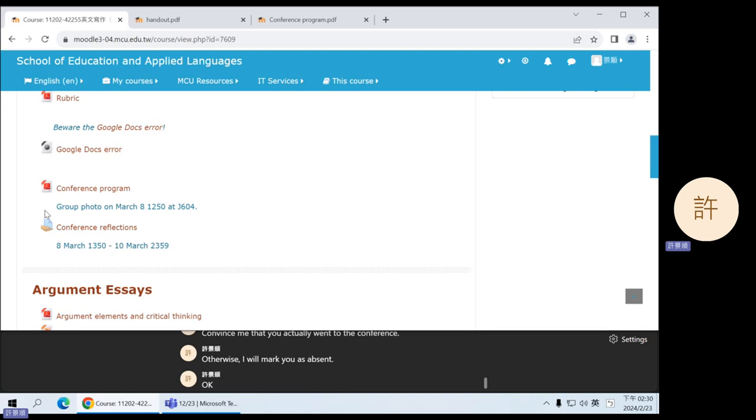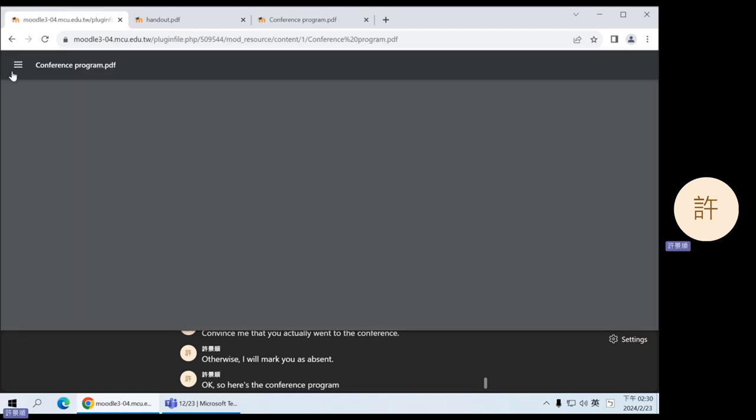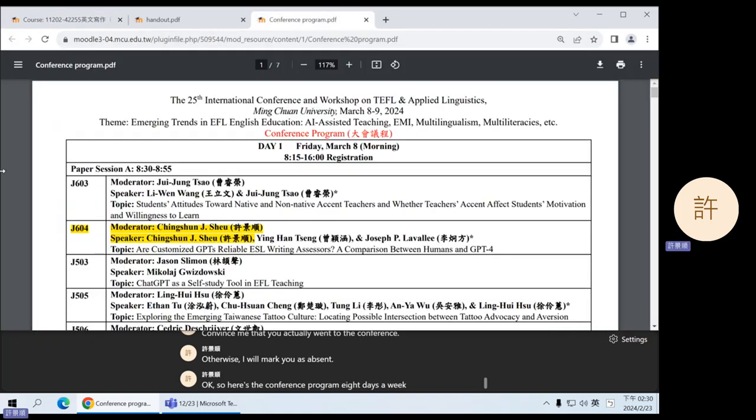Okay, so here's the conference program. Wait, I already opened it. Here's the conference program. The conference will be held at the Jihe campus. Do you guys know where that is? The Jihe campus?